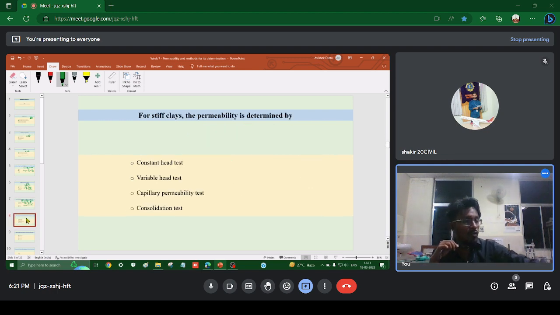For stiff clays, the permeability is determined by what? What is the answer?